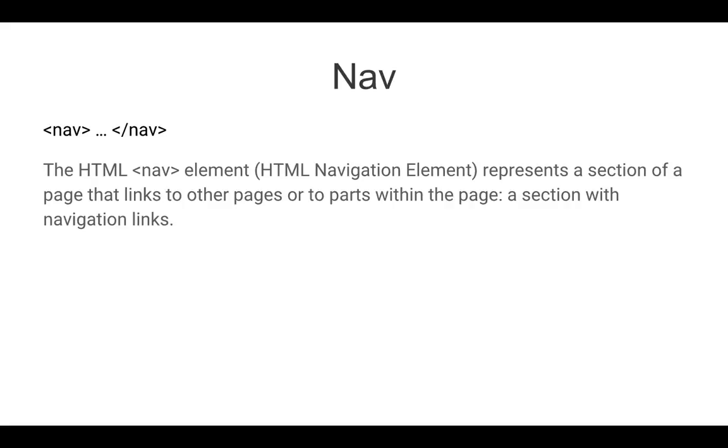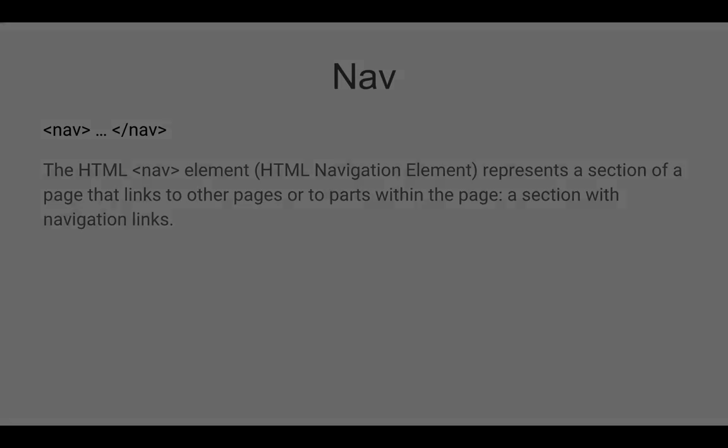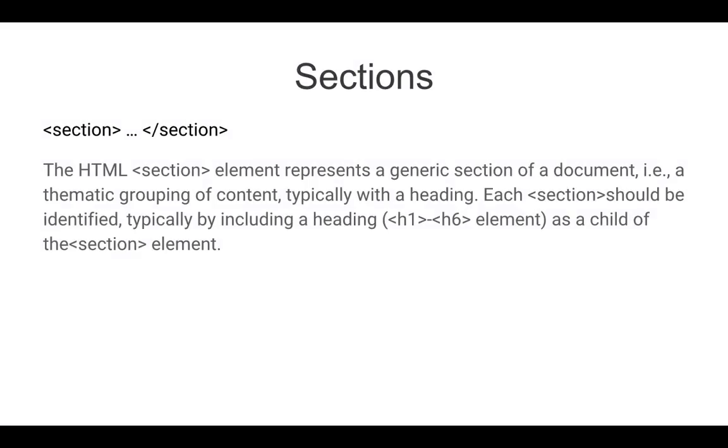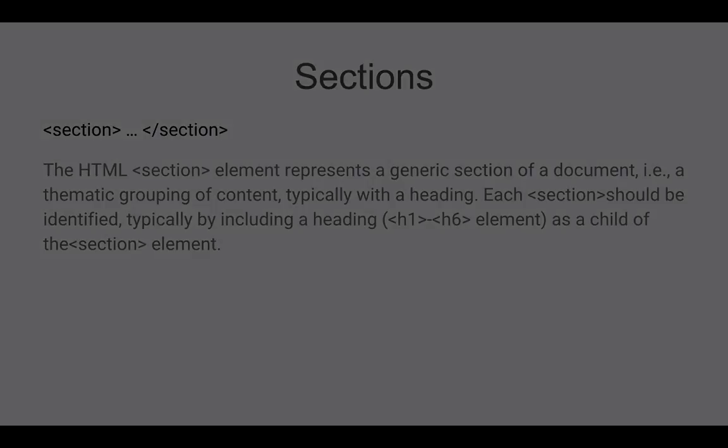Nav, again, means navigation. So it's implied that it's sort of a main way for the user to get around. And sections are just sort of a generic piecing of the document. So it means that everything inside of a section typically has the same theme. And you might have different themes on your page and hence different sections of the page.